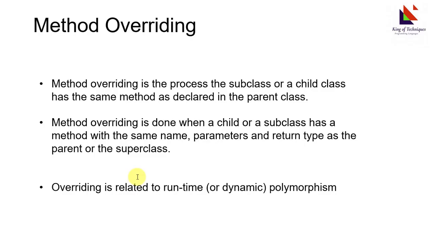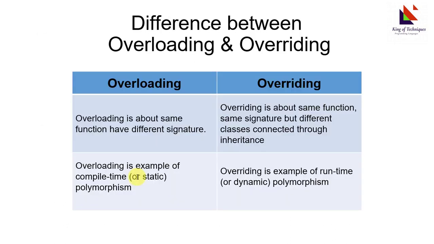What is the difference between method overriding and method overloading? Overloading is about the same function having different signatures. Overriding is about the same function with the same signature but in different classes connected through inheritance. Overloading is an example of compile time or static polymorphism. Overriding is an example of runtime or dynamic polymorphism.